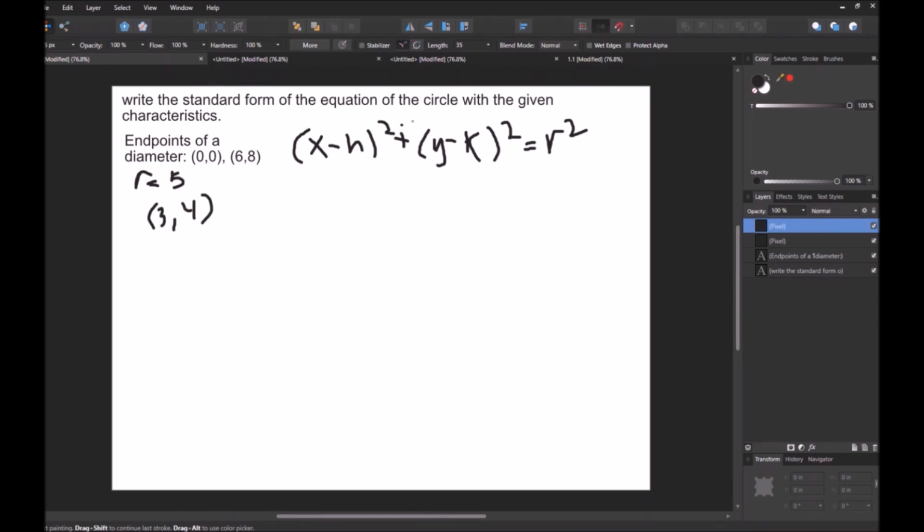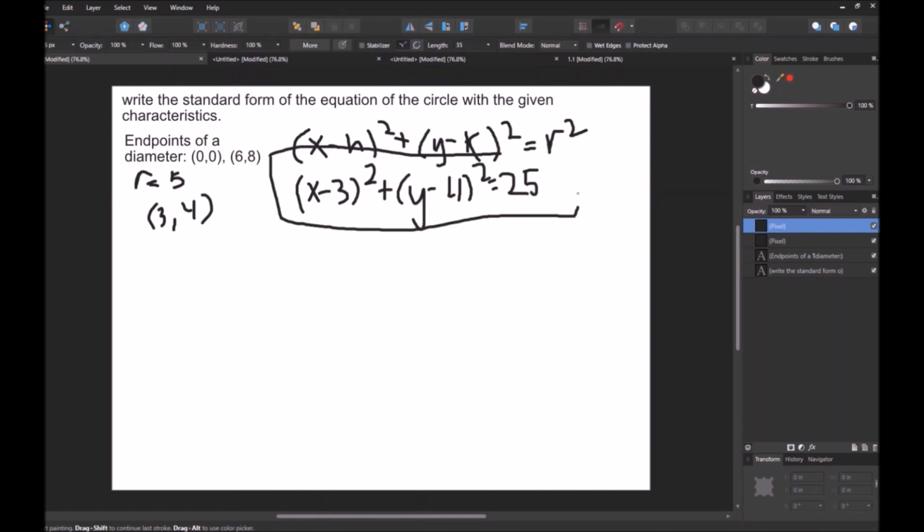So now we have all the information we need to write the standard form of the equation of the circle. So we're going to have x minus 3 squared plus y minus 4 squared equals 5 squared, which is 25. And that would be your final answer.